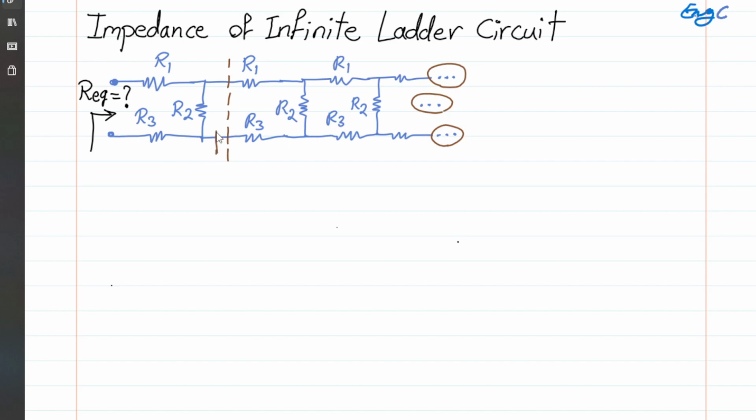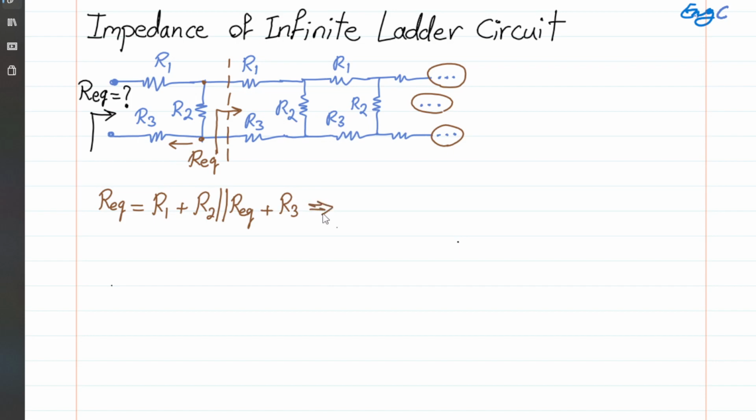So whatever you observe from this point on in terms of R equivalent is going to be the same R equivalent, the same unknown. If that is the case, then things become easy. We can just say the equivalent resistor, or impedance, is simply R1 in series plus R2 in parallel with R equivalent. And then, from this point, you have another R3 in series.